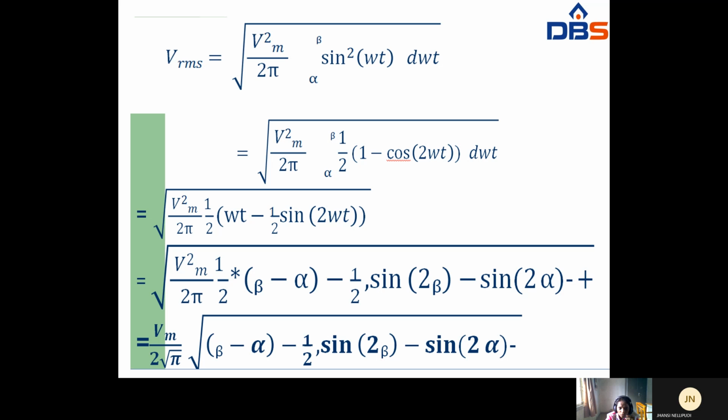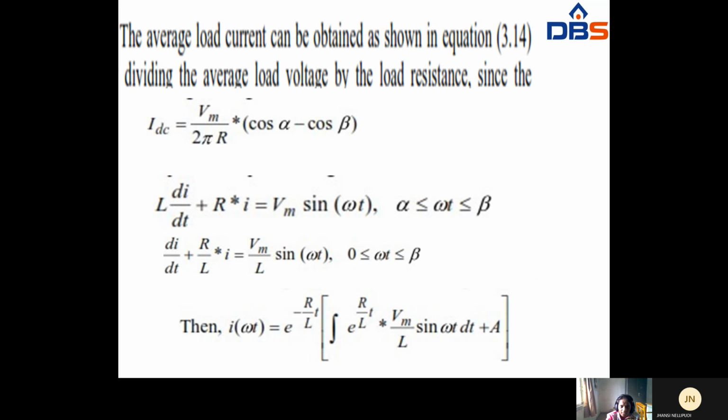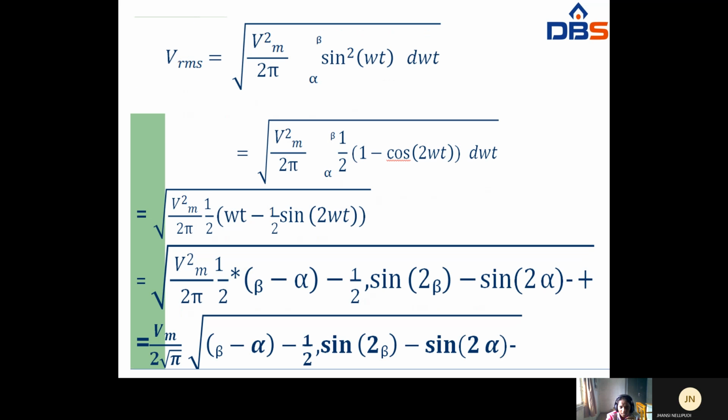Okay, Vm square by 2 pi, 1 by 2, and here we are integrating, so omega t minus 1 by 2 sin 2 omega t. Here we are substituting alpha and beta. So Vm square by 2 pi, 1 by 2, then (beta minus alpha) minus 1 by 2 (sin 2 beta minus sin 2 alpha). Simplifying this, Vm by 2 root 2 pi, root of (beta minus alpha) minus 1 by 2 (sin 2 beta minus sin 2 alpha). Okay. So this is the VRMS voltage.